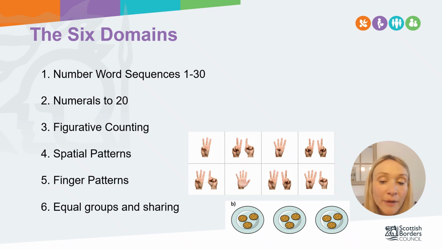Domain 4, all about those spatial patterns. So those different types of patterns, whether it be a domino dot pattern, a pairs pattern, or a random array pattern, and again, building learners' confidence with those subitizing skills.